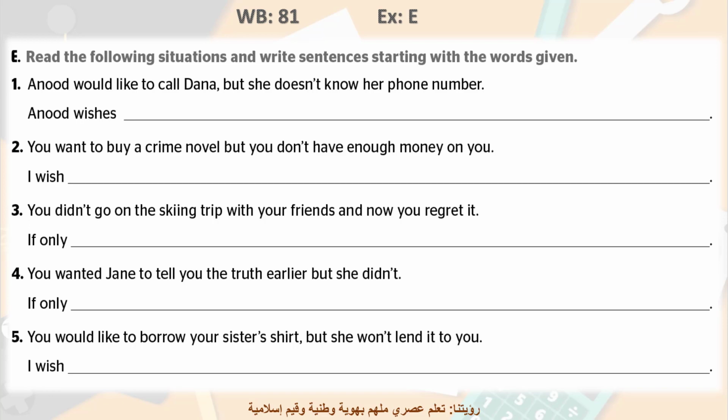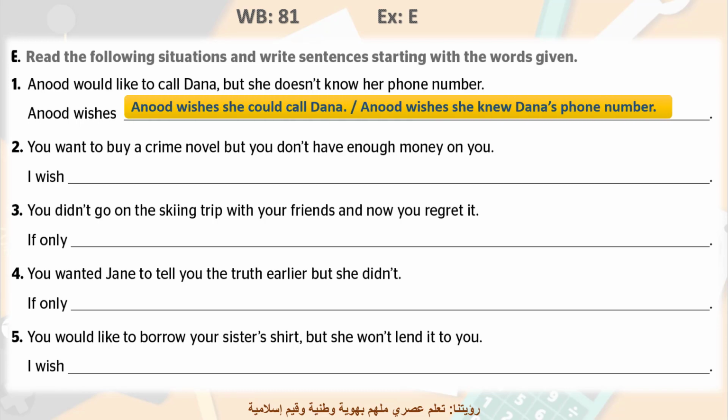Here are the answers. Number 1. Anoud would like to call Dana, but she doesn't know her phone number. Look at the sentence. The sentence is in the present. Anoud doesn't know her friend's phone number. So Anoud wishes, yes, she could call Dana, or Anoud wishes she knew Dana's phone number.